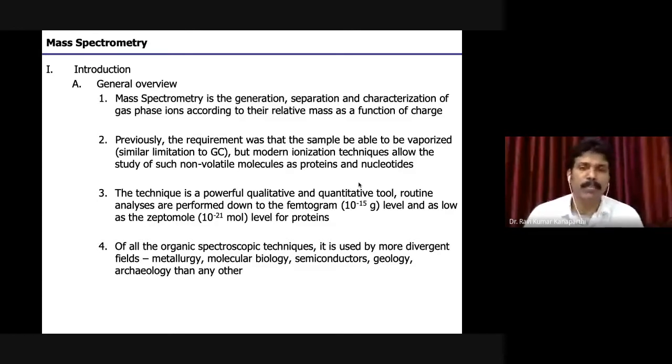What is the time of flight? What is the single focusing ion analyzer? What is the principle? Or double focusing? So try to read it. Okay, so with this, technicalities are over.